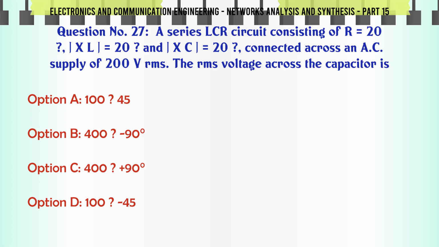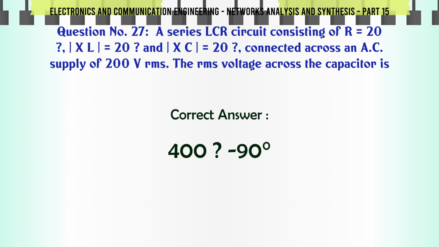A series LCR circuit consisting of R 20, XL 20 and XC 20 is connected across an AC supply of 200 V RMS. The RMS voltage across the capacitor is A. 145, B. 490, C. 490, D. 145. The correct answer is 490.